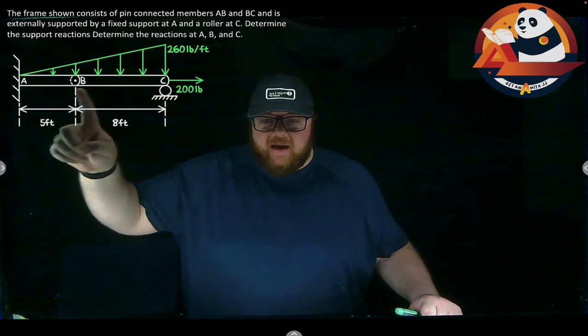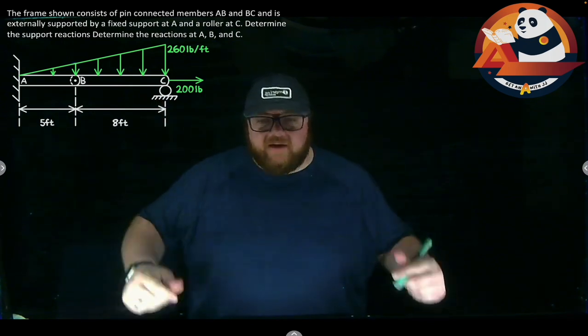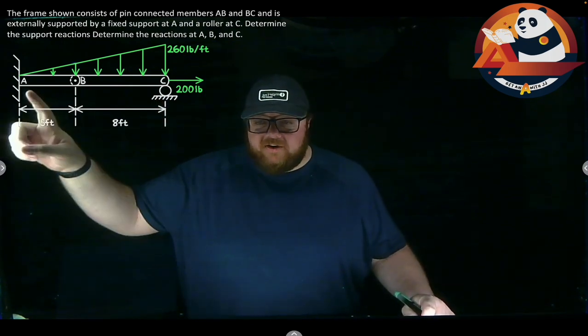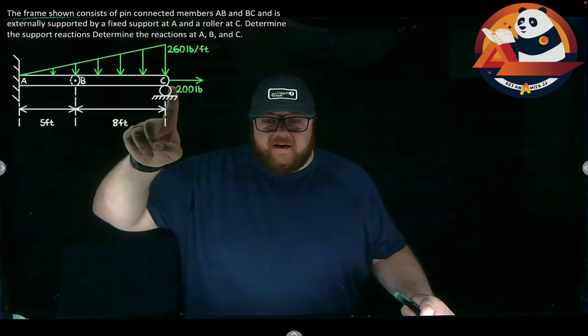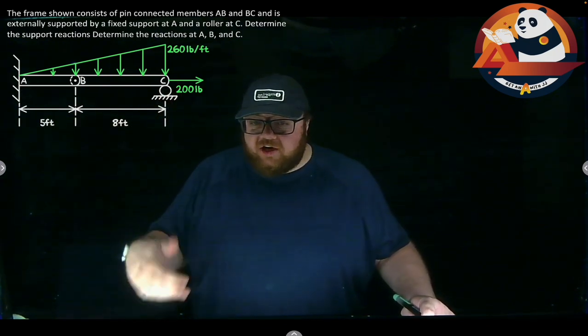Let's do an example problem. We have a frame that consists of pin connected members AB and BC. So just two things we pinned together. It's externally supported by a fixed support at A and a roller at C. Let's determine what's going on everywhere at A, B, and C.